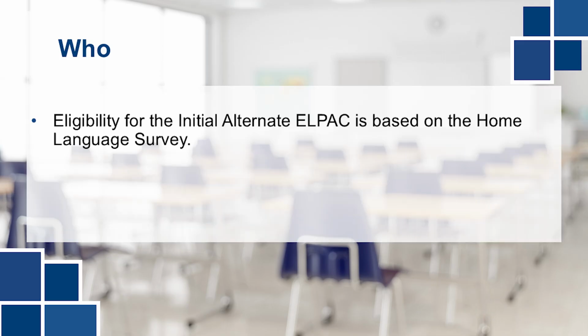Who takes the Initial Alternate ELPAC? Eligibility for the Initial Alternate ELPAC is based on the completion of the home language survey by the parent or guardian upon first enrollment in a California public school. If the home language survey indicates a language other than English as the primary language, the student must take the Initial ELPAC or Initial Alternate ELPAC. The home language survey is given only once.